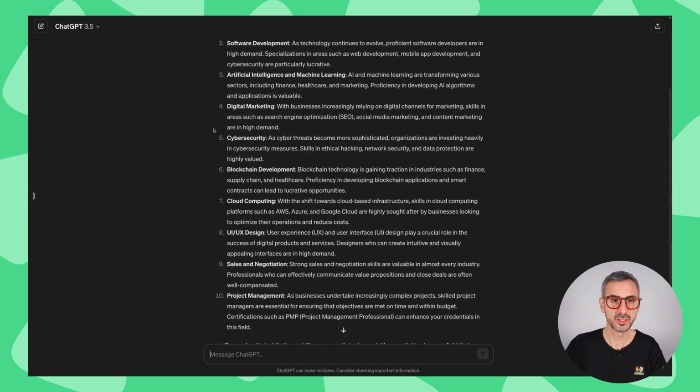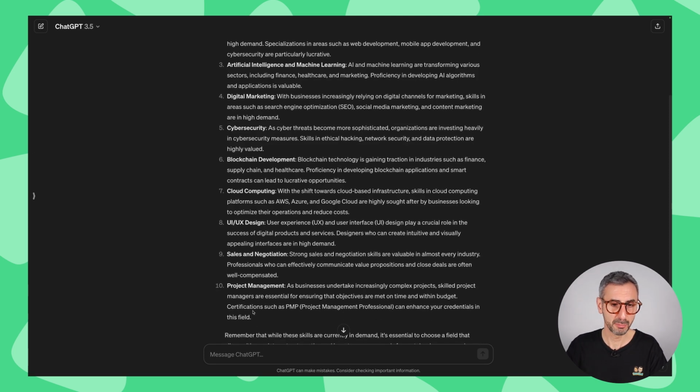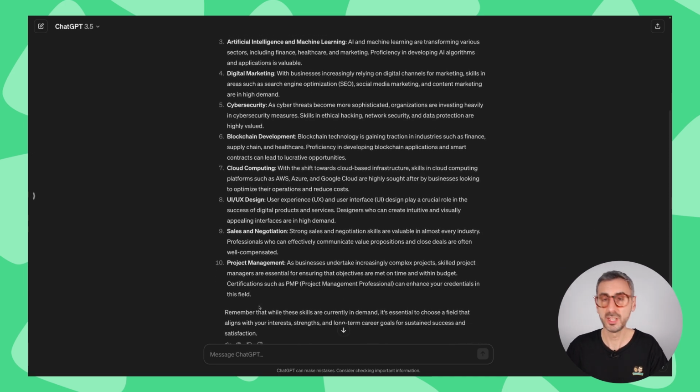Number 4, digital marketing. Number 5, cybersecurity. Number 6, blockchain development. Number 7, cloud computing. 8, UI UX design. 9, sales and negotiation. And 10, project management. So these are, according to ChatGPT, some highly demanded skills that will pretty much, if you start learning them, generate a good income for you.